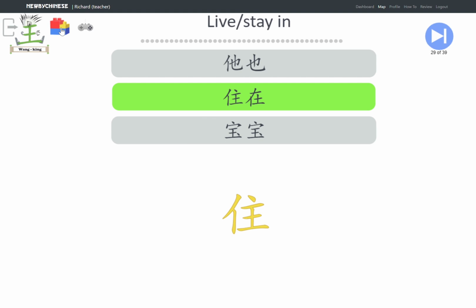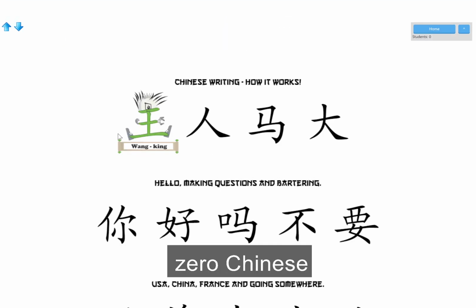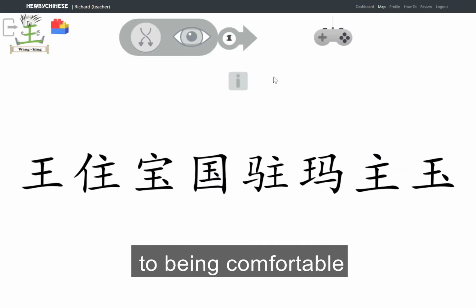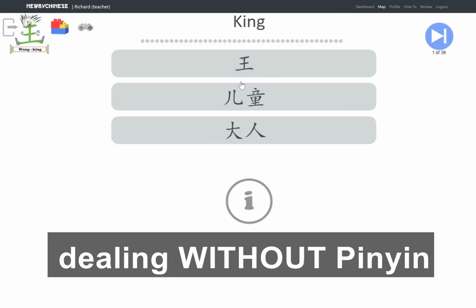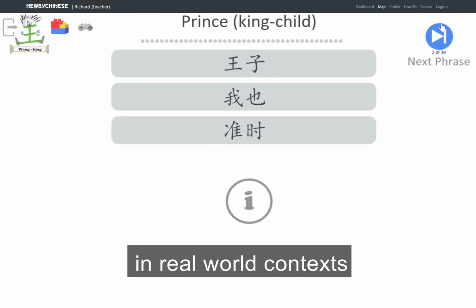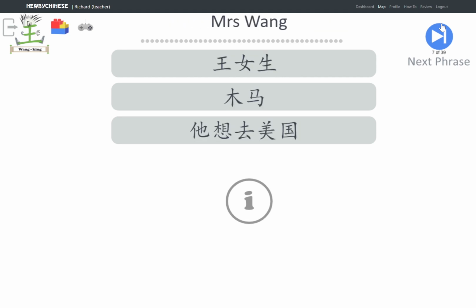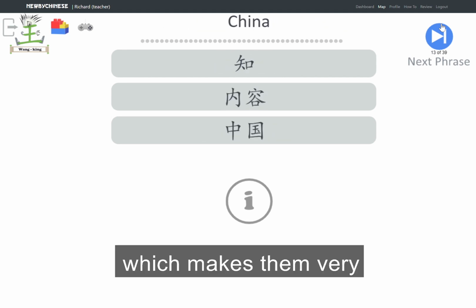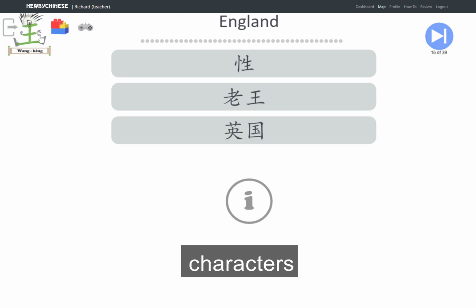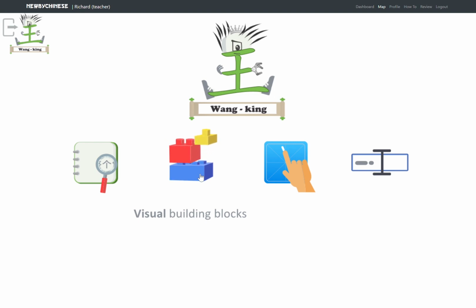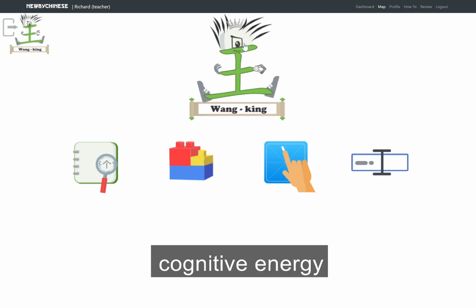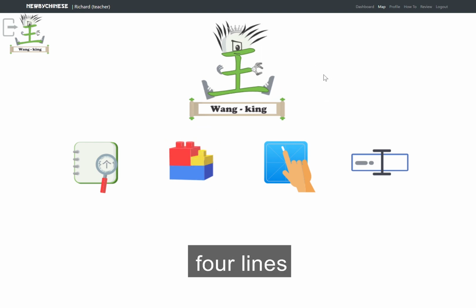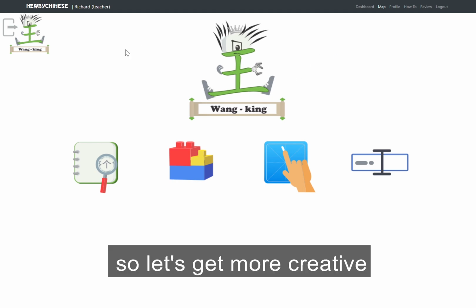So now we have taken them from zero Chinese to being quite comfortable dealing with Chinese real world phrases, and they can pick the correct one. Which makes things very, very interesting and makes them very, very comfortable with Chinese characters. They've expended cognitive energy memorizing these 4 lines. So let's get a little bit more creative with how to build a very efficient system for dealing with Chinese.